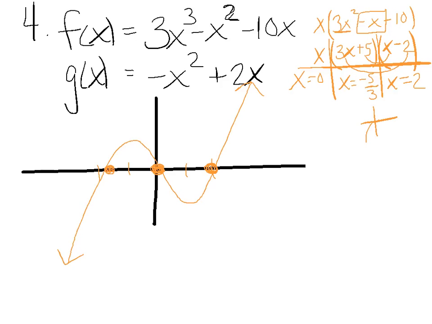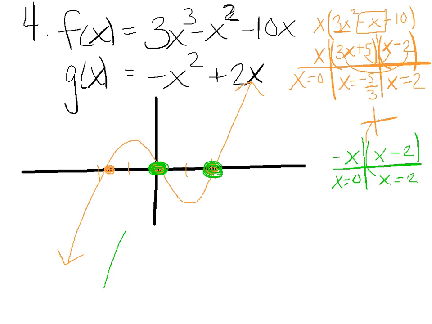I need to do the same thing with g of x. I'm going to quickly pull out an x. Actually, I'm going to pull out a negative x. So I'm left with x minus 2. If I set that up, I should get x equals 0 and x equals 2. So you'll notice these two functions have two of the same roots. So I'm going to put those two right on top, 0 and 2. It's a negative x squared, which tells me I should be going downward.